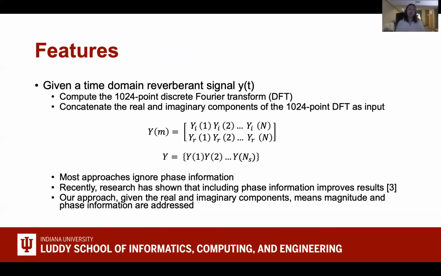For the given features, we're given a time domain reverberant speech y(t) here. We compute the 1024-point discrete Fourier transform, which is Y(f) here. We use the real and imaginary components of the 1024-point DFT as the input. So the first row is the imaginary component, and the second row is the real component. Most approaches ignore phase information, and recently, research has shown that including phase information improves the result. In our approach, given the real and imaginary components, both magnitude and phase information are addressed.